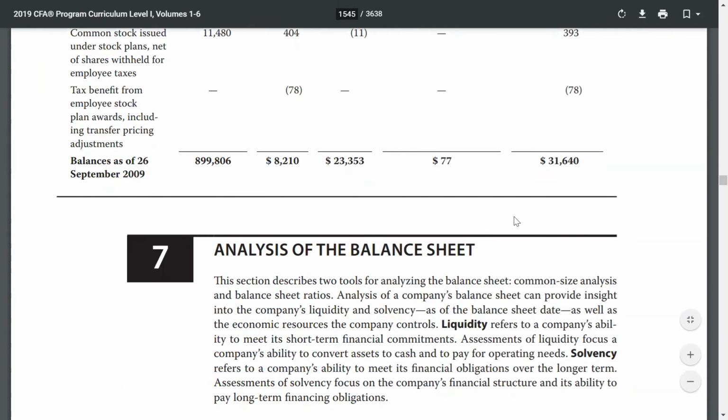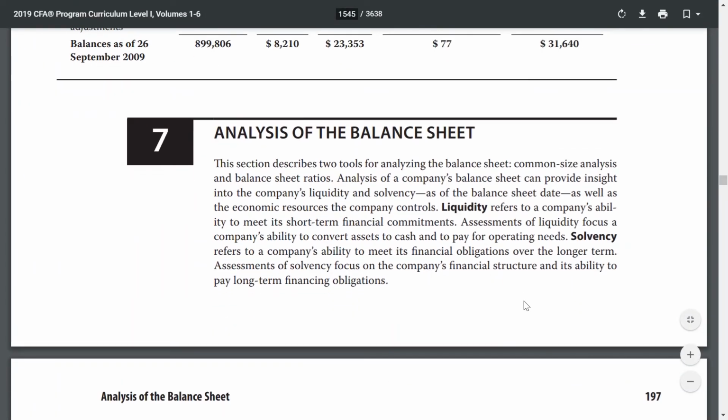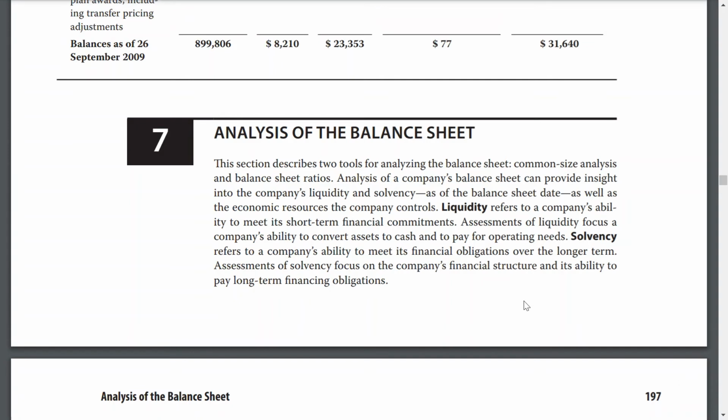Analysis of the balance sheet. This section describes two tools for analyzing the balance sheet: common size analysis and balance sheet ratios. Analysis of a company's balance sheet can provide insight into the company's liquidity and solvency as of the balance sheet date, as well as the economic resources the company controls.